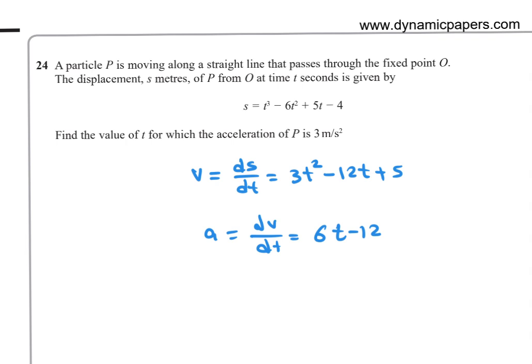The acceleration equals 3, so equate it to 3. This means 6t equals 3 plus 12, which is 15. Divide by 6, so t equals 15 over 6, which is 2.5.